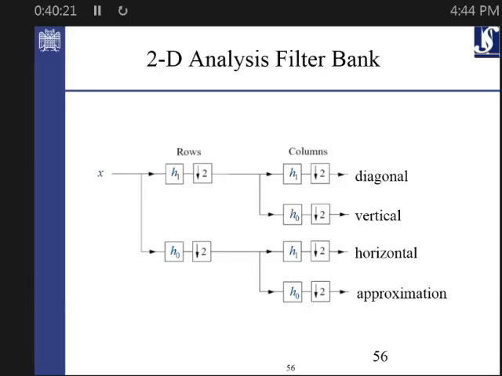We have the same ideas for the image signal, so not only for a one-dimensional signal like speech, but also for a two-dimensional signal. You can apply the same idea for the filter bank or wavelet. For example, considering you have an image, you have rows and columns. You go for one row, do the filtering, low pass and high pass, and you get the information.